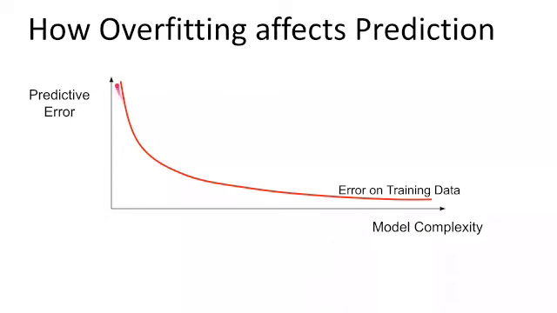So what do you typically see? On the training data sets, suppose you measure the difference between your prediction and your actual observation, and you call that the error.